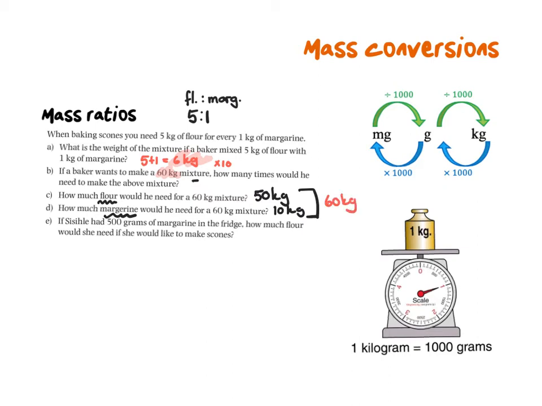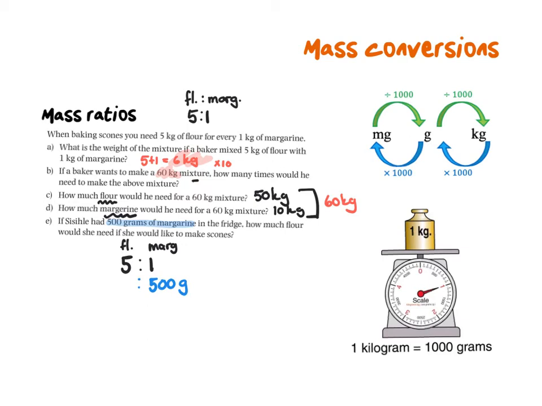The last question is when they start working with grams, and here it gets a little bit complicated because now the ratio and the conversion questions get mixed together. So if Cecile had 500 grams of margarine in the fridge, how much flour would she need? Once again, I'm still working with a ratio of 5 to 1. This is my flour and this is my marge. They are saying that she has 500 grams of margarine. So I'm writing my 500 grams underneath the margarine.